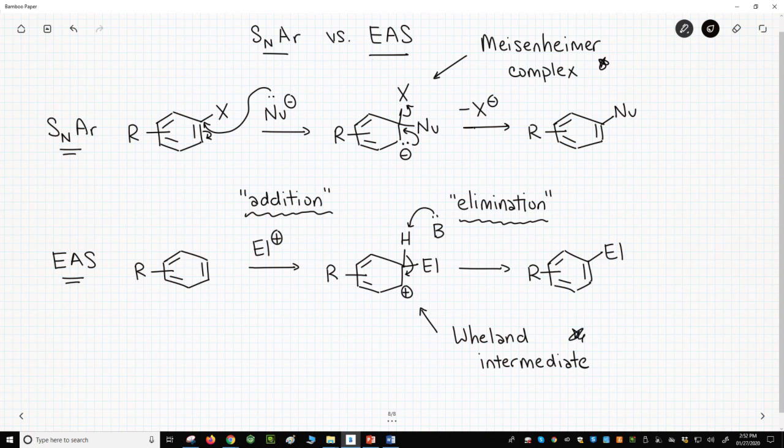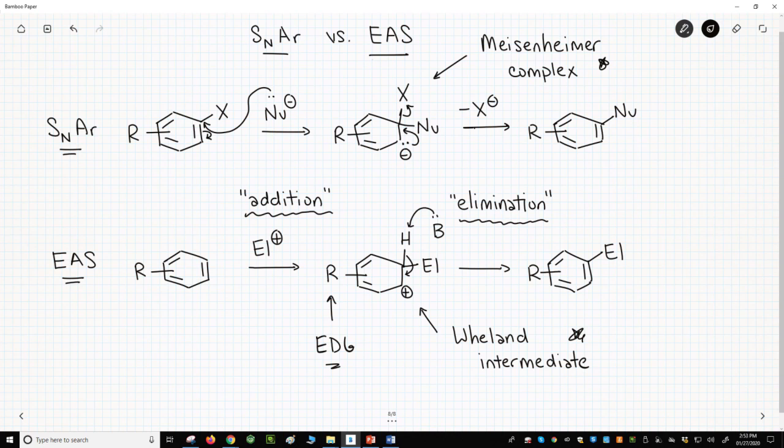I don't think I've given a name for this EAS intermediate in other videos, but it does have a name. It's called the Wheland intermediate. The two reactions involve oppositely charged intermediates. The cation intermediate in the EAS explains why we often see electron donating R groups on aromatic rings. EDG R groups stabilize the positive charge and help the formation of this unstable, non-aromatic cation.